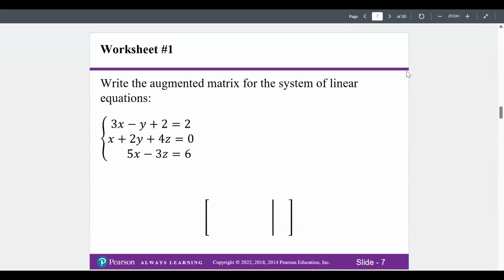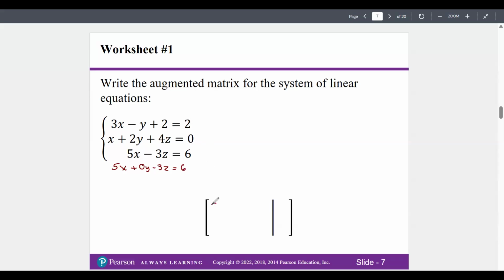So here on worksheet number 1, pause for a moment. Fill in this matrix, or my augmented matrix: 3x minus y plus 2z equals 2, x plus 2y plus 4z equals 0, 5x minus 3z equals 6. You may have noticed in this last equation the y component is missing, so this is actually representing 5x minus 0y minus 3z equals 6. But let's fill in our matrix.